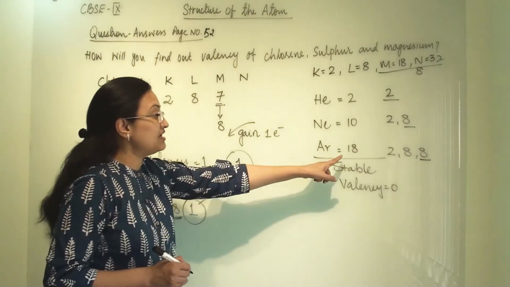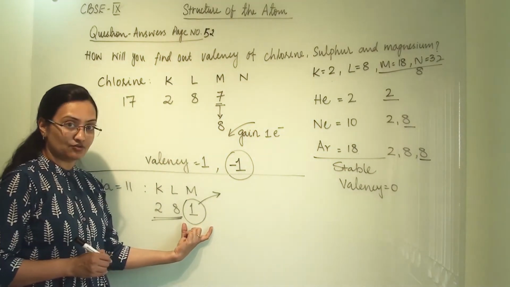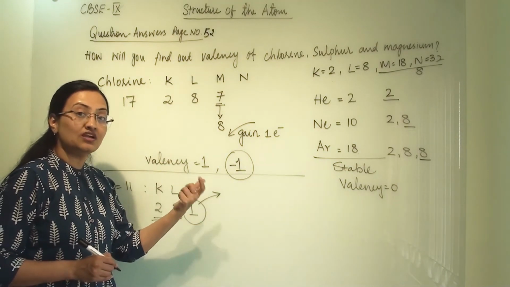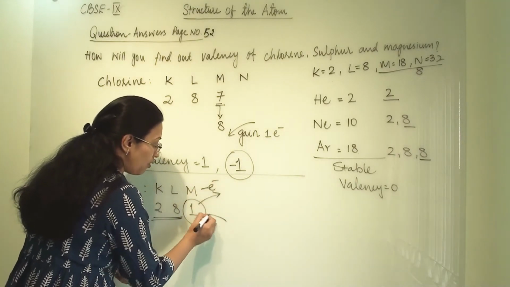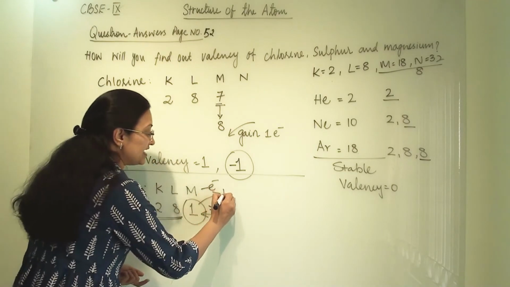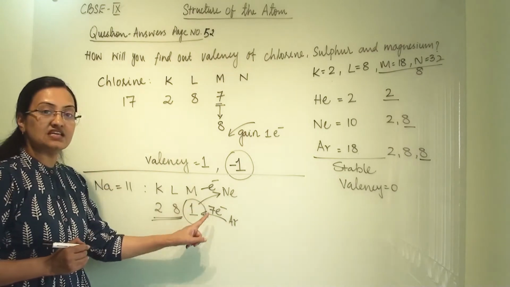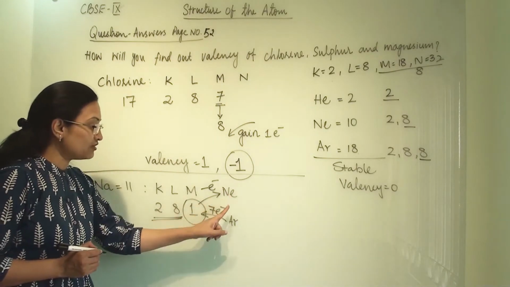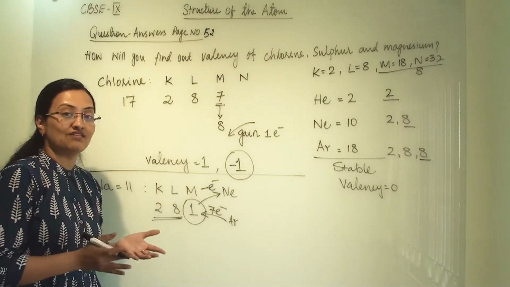It can be stable like argon also. Then we have to add here 7 electrons. We can also think that it can lose one electron or it can gain 7 electrons. It can be like neon, it can be like argon. But which one is the easiest way? To be like neon or to be like argon? To lose one electron or to gain 7 electrons?